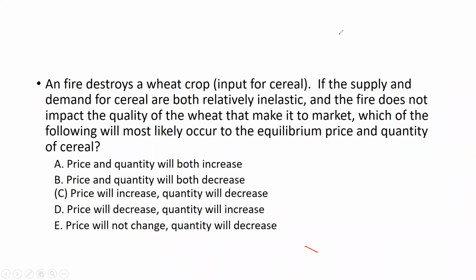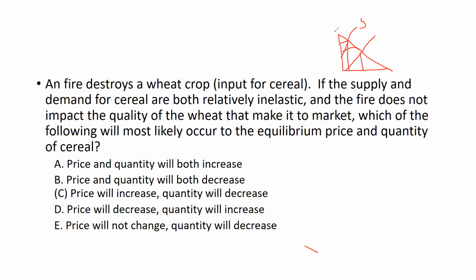Okay, again, it's very hard for me to draw on this, so excuse me for not labeling everything, but there is your supply and demand for cereal, okay? All right. So what happens? Fire destroys an input, that's a resource, supply shifts left there. So I've got a higher price and a lower quantity, all right? So price will increase, C as in Caroline.